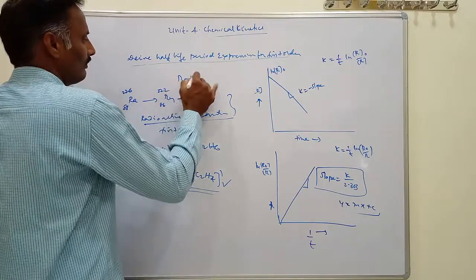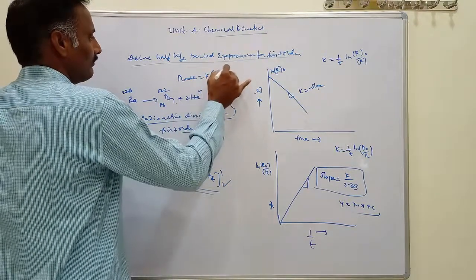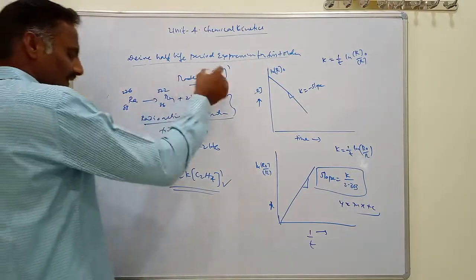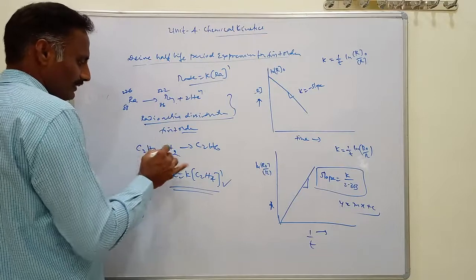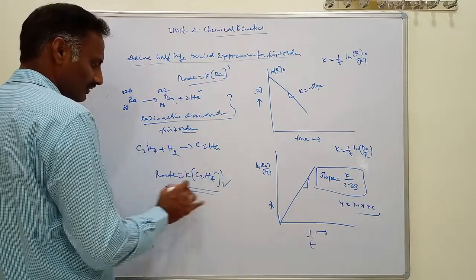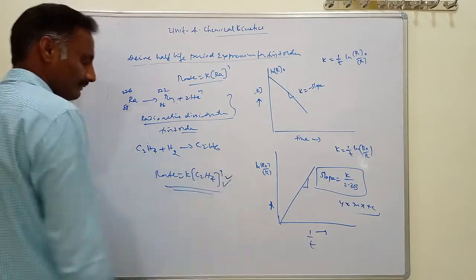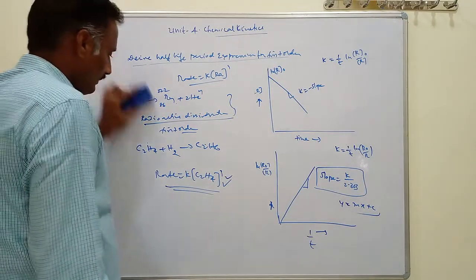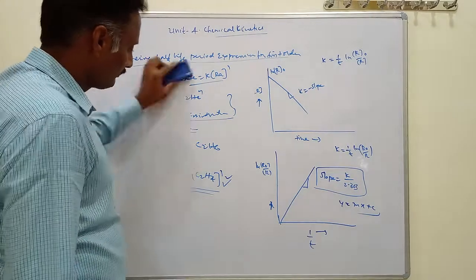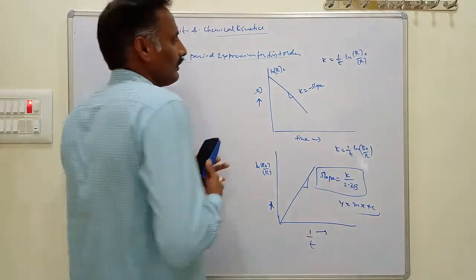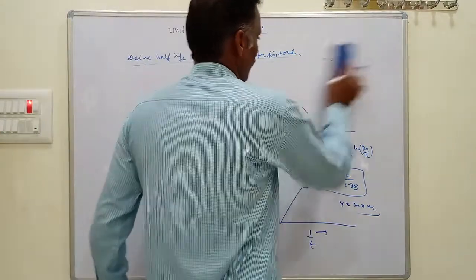Here rate equal to k into radium. This concentration power is 1. Radioactive disintegration follows first order kinetics here, and C2H4 plus H2 gives C2H6. The conversion of ethene to ethane also follows first order kinetics. This is an example for first order reactions.